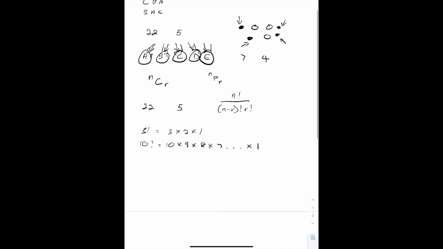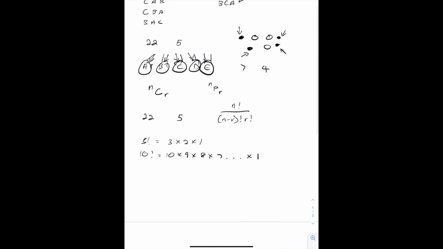So let's take this example again. We have 22 people and 5 of them are going to be class leaders. So if you use this formula, then it's 22 factorial over (22 minus 5) factorial times 5 factorial, which is the same thing as 22 factorial over 17 factorial times 5 factorial. Well, this looks like it'll be very long because 22 factorial is 22 times 21 times 20 all the way until times 1, which is quite a big number.